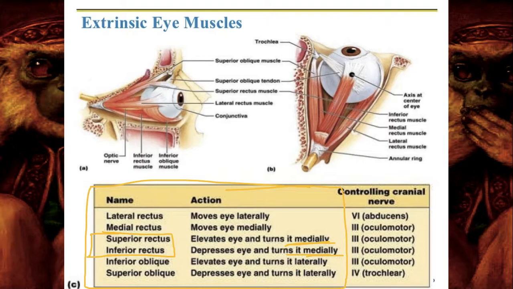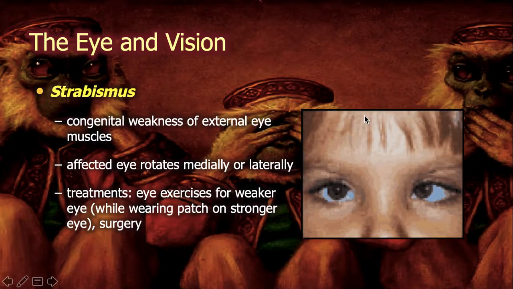Then finally, we have the two obliques. Now, obliques mean they run at weird angles, which means they do weird things. So our superior oblique depresses the eye. So it's the muscle above the eye, but it actually pulls it down. Again, it just has to do with the weird angle it runs at. The inferior oblique is going to elevate the eye. Again, it sounds opposite of what you would think it does. And then both of them turn the eye laterally. So just make sure you know your actions with your muscles. Okie dokie. Then we will go on.